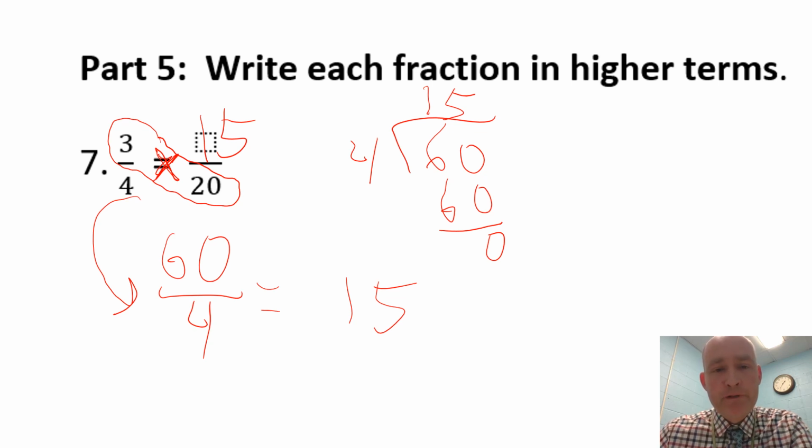Also, a different way you could do it is you could say 4 times what equals 20? 4 times 5 equals 20, and then 3 times 5 equals 15. If it's faster to do it that way, you can do it that way too.